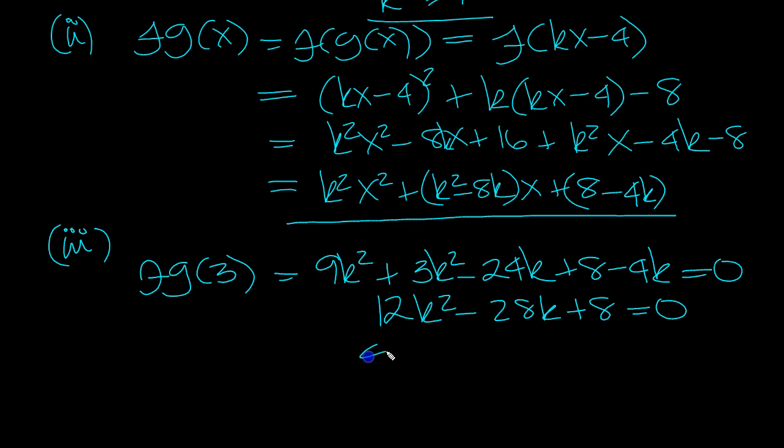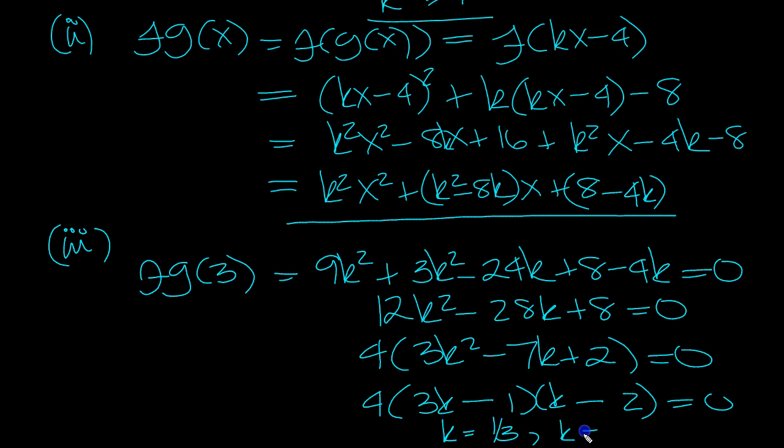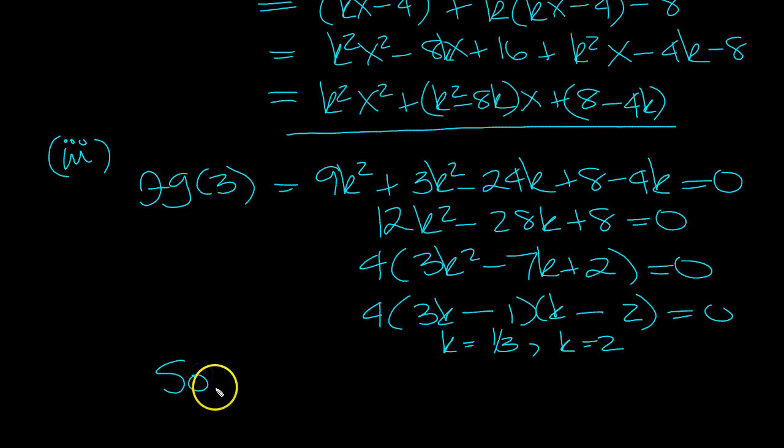So there's a 4 common, isn't there? 3k squared minus 7k plus 2. So if it factorizes, it's got to be 3k and k. It's got to be 2 and 1. A minus and a minus, isn't it? 3k squared minus 6k minus k plus 2. So this one is k equals 1/3, and this one is k equals 2. So since k is bigger than or equal to 1, k must equal 2.